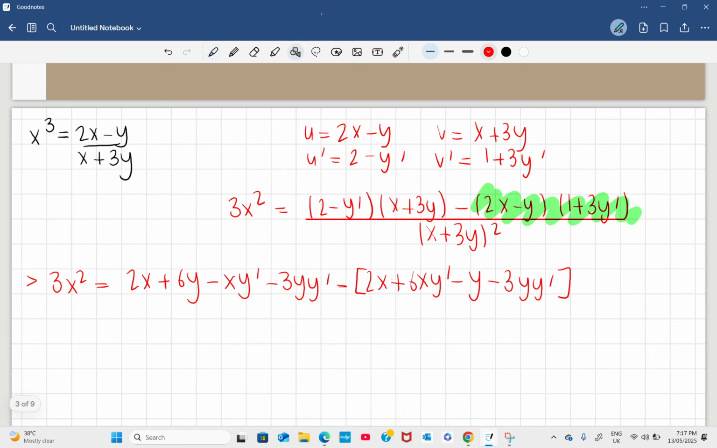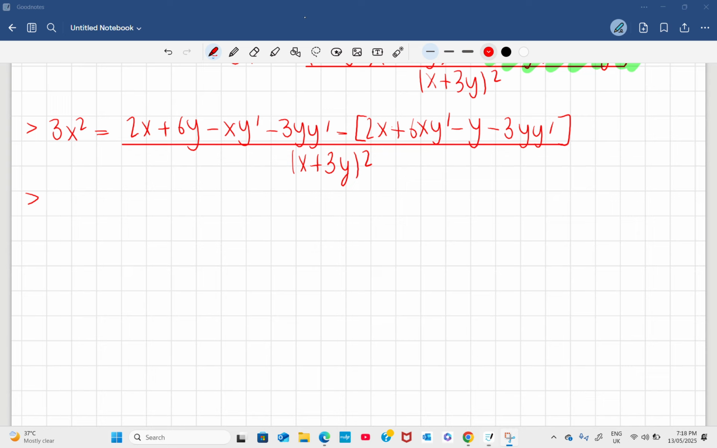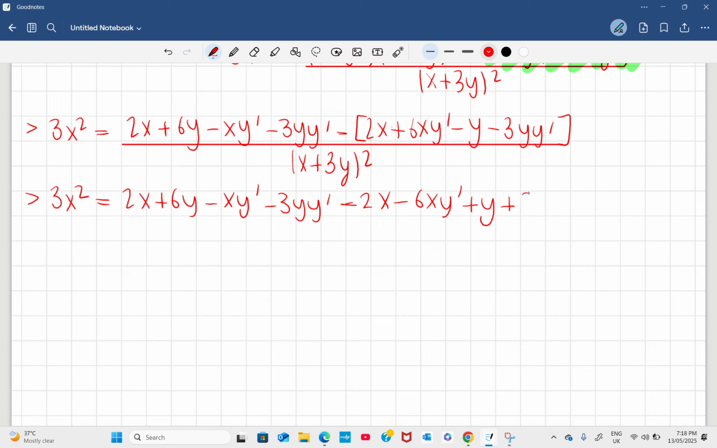Now all over x plus 3y all squared. Now my next step is gonna be distributing the negative. Okay, so 3x squared is equal to, now these are gonna stay the same, they're not included in the bracket, minus 3y y prime. Now I'm gonna start distributing the negative, so minus 2x, minus 6x y prime. Now negative times negative is gonna give me a positive, positive 3y y prime.